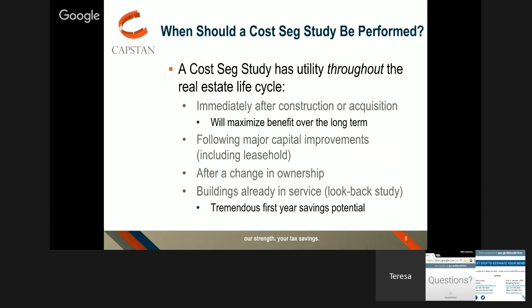We see these, probably about half the studies we do are look-back studies, where you're going back in time. Or it might even be, let's say, same example, you purchased a facility in 2010, and now you've decided to put a big addition on. You never did a COSSAC study before, so now you say, okay, we're going to do a COSSAC, and we can do the COSSAC on the entire thing. So you'd have different dates of service, but we would look at the old piece and the new piece in the same study. So there's a tremendous first-year savings potential in that scenario.